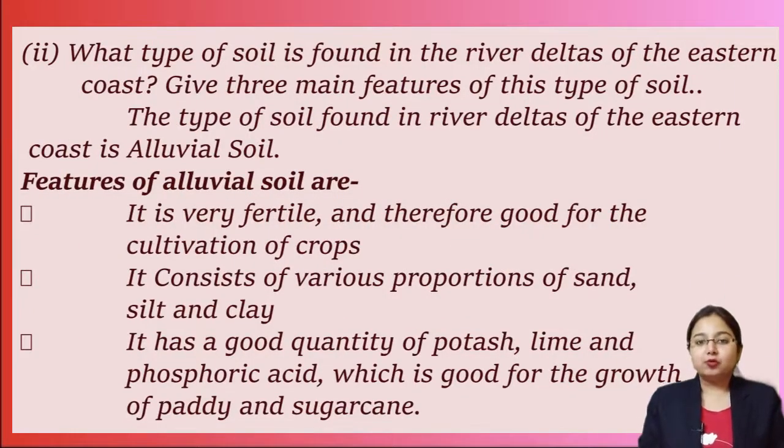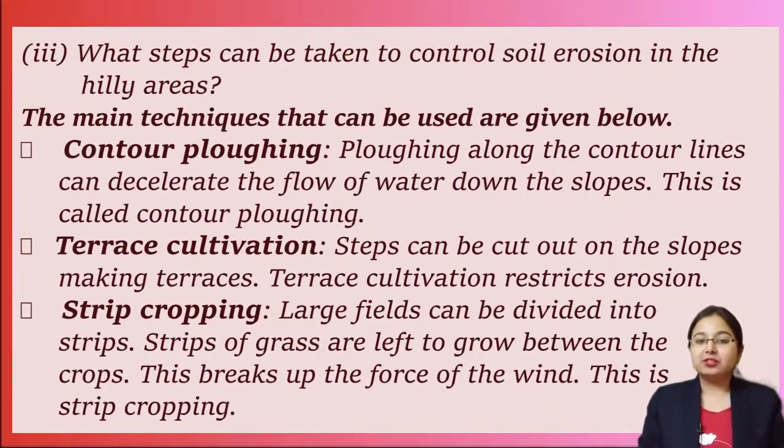Now children, let's move to the third question. The third question says, what steps can be taken to control soil erosion in the hilly areas? Before I talk about the steps, what do you understand by the term soil erosion? Children, soil erosion means wearing or washing away of the top layer of the soil, the topsoil. When the topsoil is removed, that refers to soil erosion.